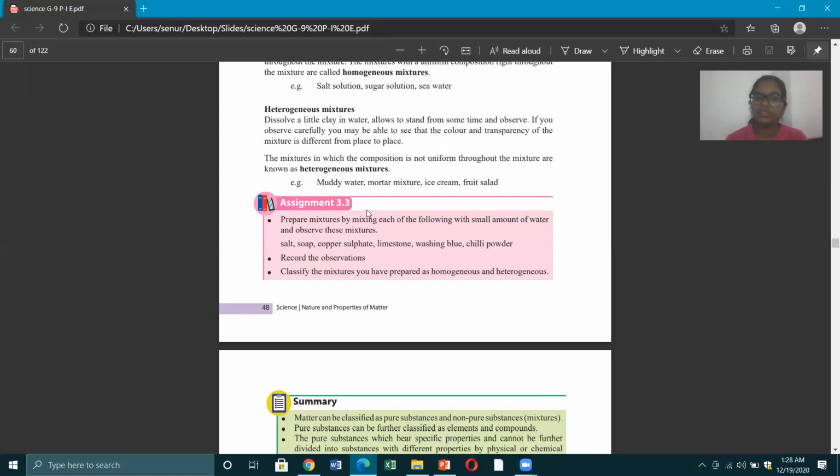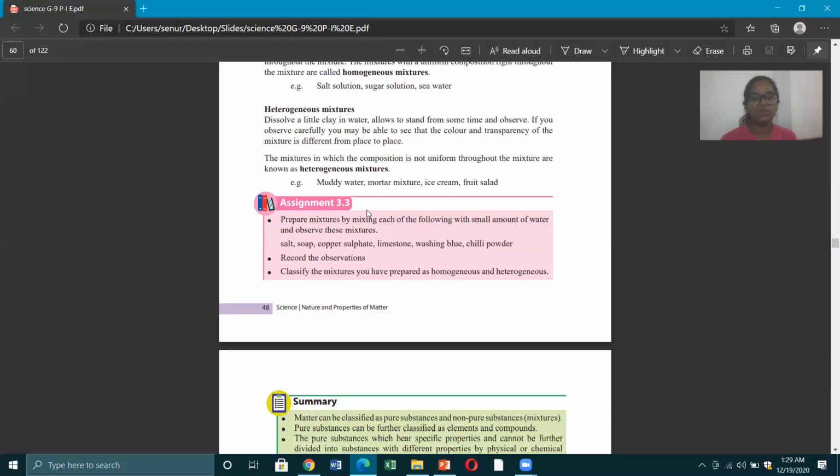So if you dissolve some clay in water and then you just time to time go and check it out, the transparency and the color is different from place to place. In one place it is lighter, and in another place it is very dark.